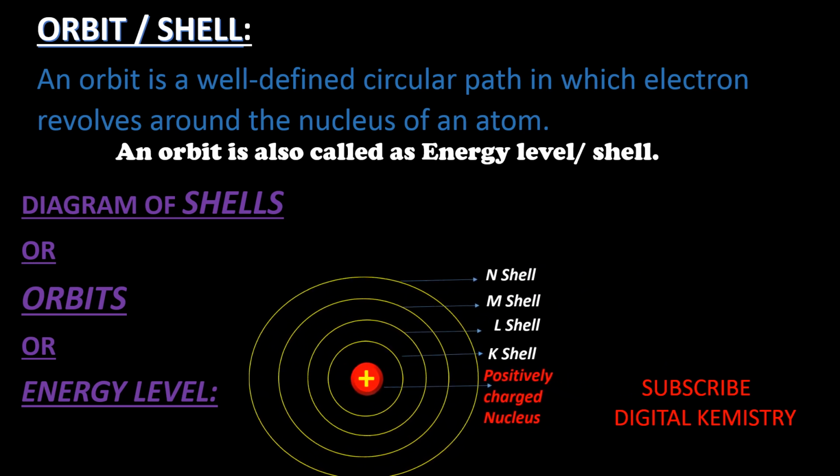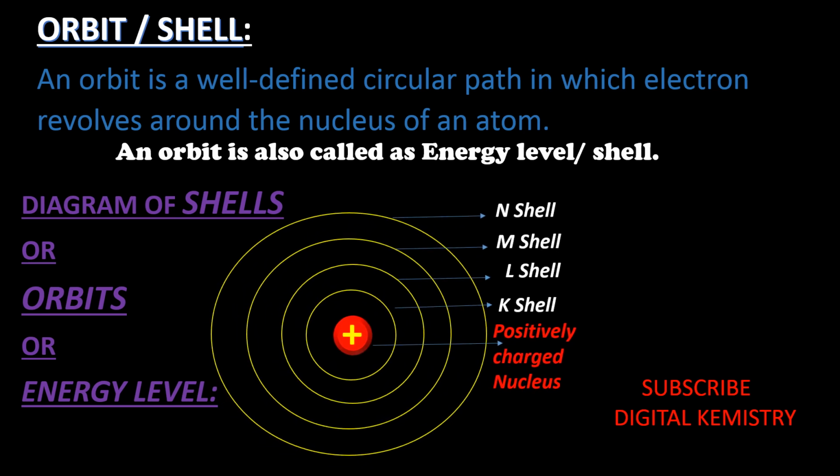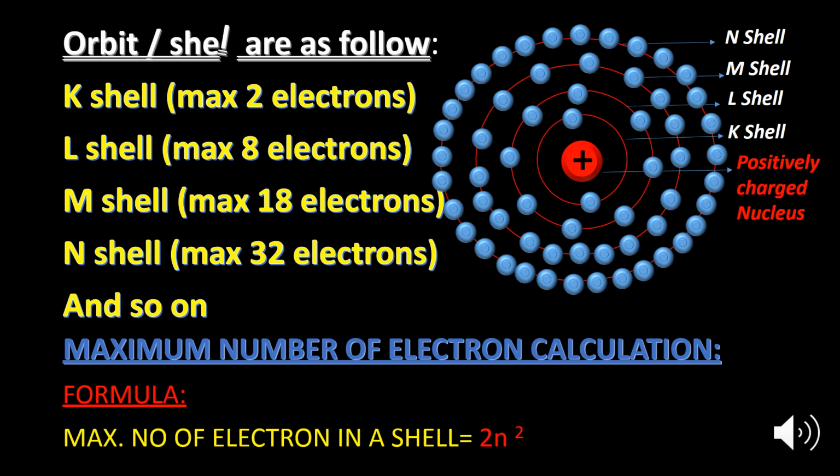In the center there is a positively charged nucleus, while outside there are different shells which are represented by K shell, L shell, M shell and N shell. K shell can accommodate a maximum of 2 electrons, L shell can accommodate 8 electrons, M shell can accommodate 18 electrons and the N shell 32 electrons.